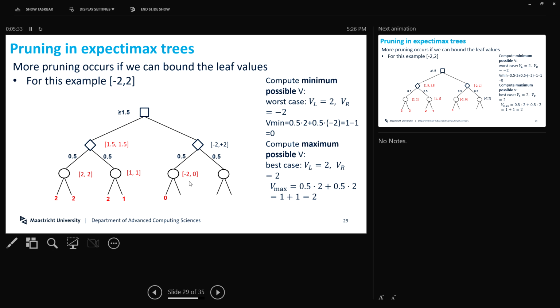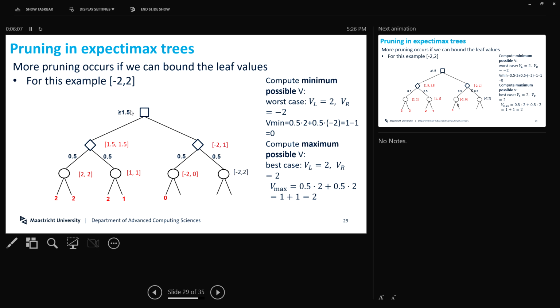Then we have a change in the child node, so we have to propagate those changes back to the parent node, which is -2, 0 and -2, 2 over here. We multiply the values, so it's -2 times 0.5, plus -2 times 0.5, and we add them up to get -2. That's our worst range for our parent node now. For our best value, it's 0 times 0.5 plus 2 times 0.5, which gives us 1. So our new updated range is -2, 1.